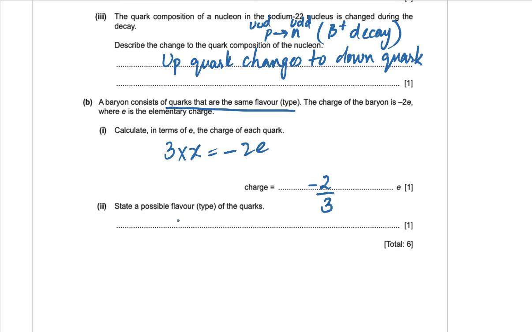All right, state a possible flavor of the quarks. This could be an anti-up quark. This is again something that's fixed, so an anti-up quark. An anti-up quark carries a charge of -2 over 3 elementary charge.